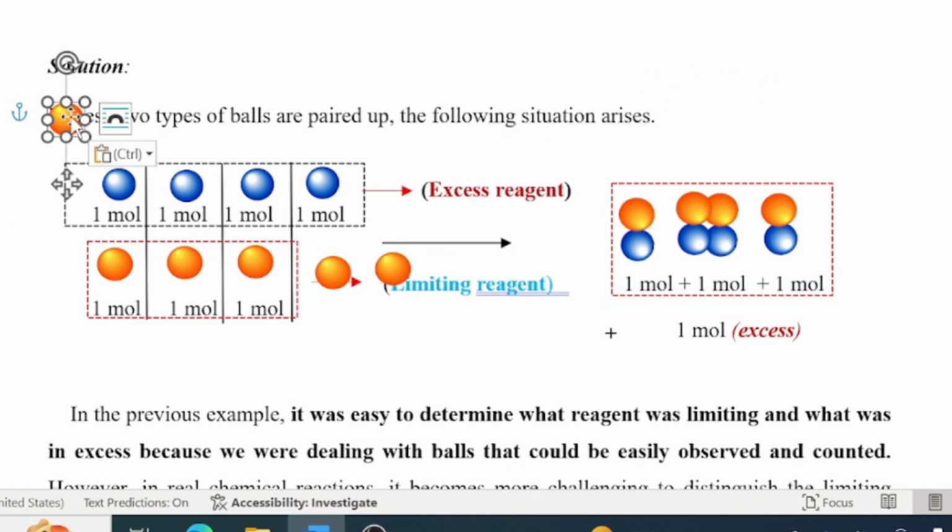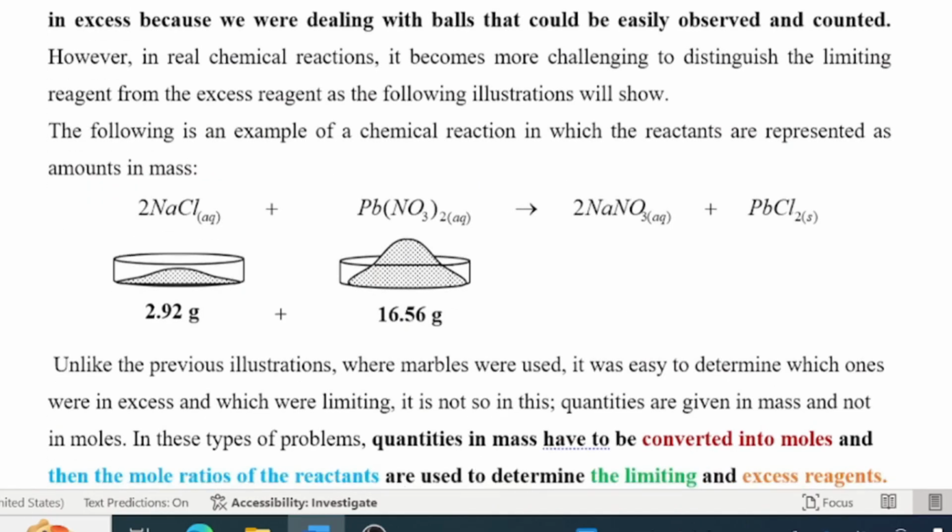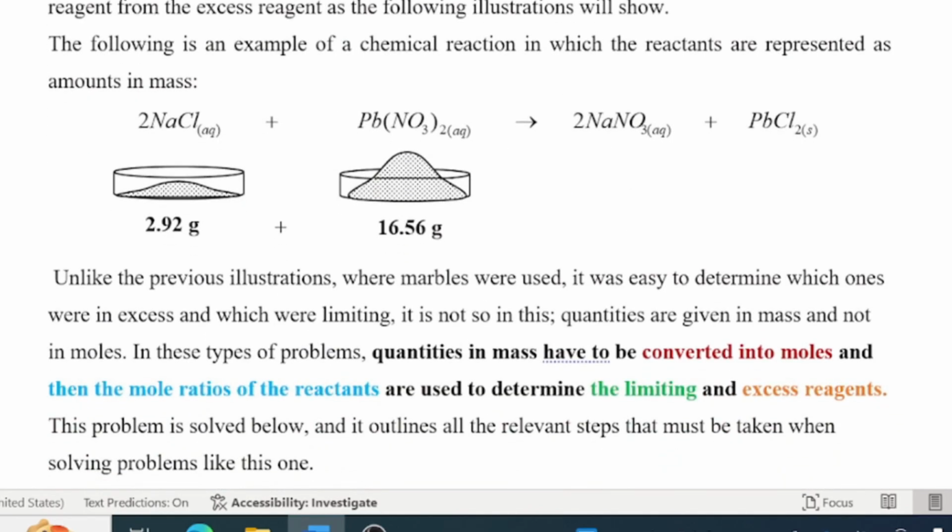That one becomes excess, and you have 1 more. So this is it in chemistry, involving real reagents, okay? You're not seeing balls anymore. You're not seeing balls that you can see and pair up nicely. Here you're given a reaction between sodium chloride and lead nitrate to give you a precipitate of lead(II) chloride.